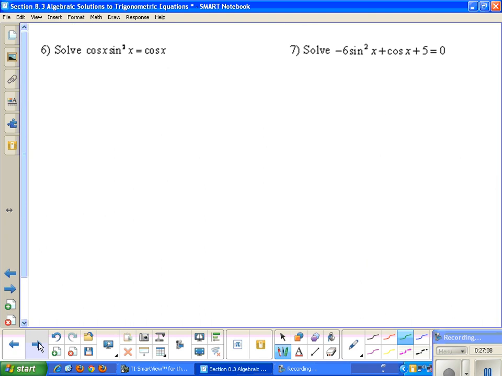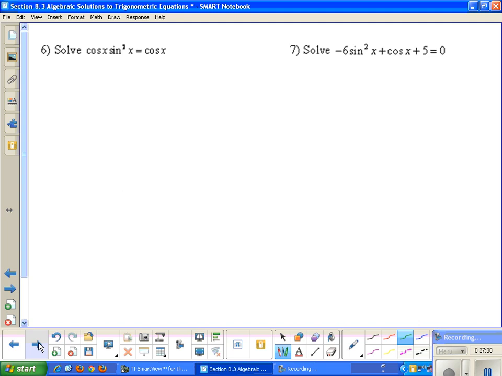For the next question here, we have solve sine squared x equals cosine x. For this problem here, you don't want to divide out your cosine. The reason you don't want to divide when you're solving these problems is because then you introduce problems where you can't divide by 0, and also you could miss solutions.